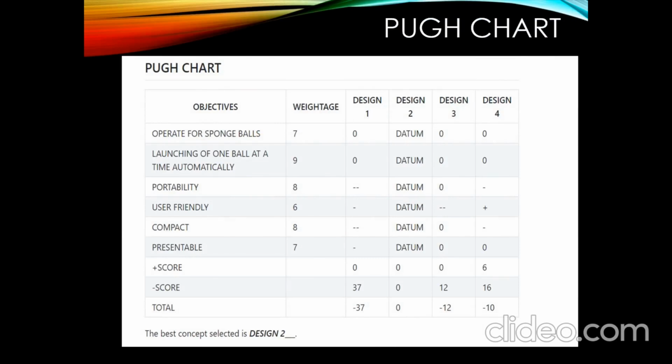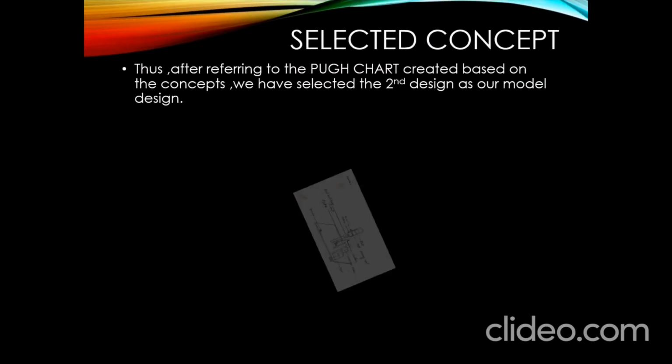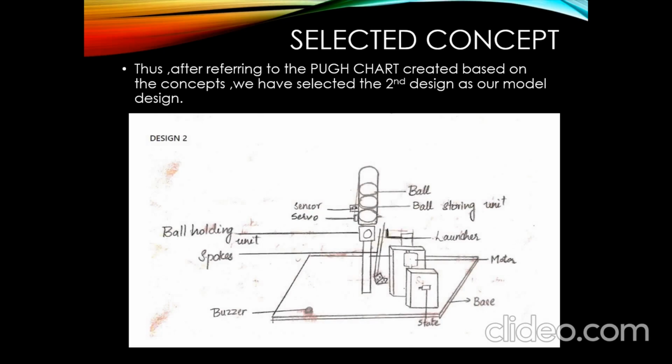Pugh chart. Prioritized objectives: operate for sponge balls, launching of 1 ball at a time automatically, portability, user-friendly, compact, and presentable. When the designs were compared according to the prioritized objectives and design 2 being the datum, design 2 satisfied all the objectives effectively, may it be portability, user-friendly, compactness or presentability. It also scored the highest in the Pugh chart. Thus, we selected design 2 and named it as the Sphera launcher, where Sphera is ball in Latin.